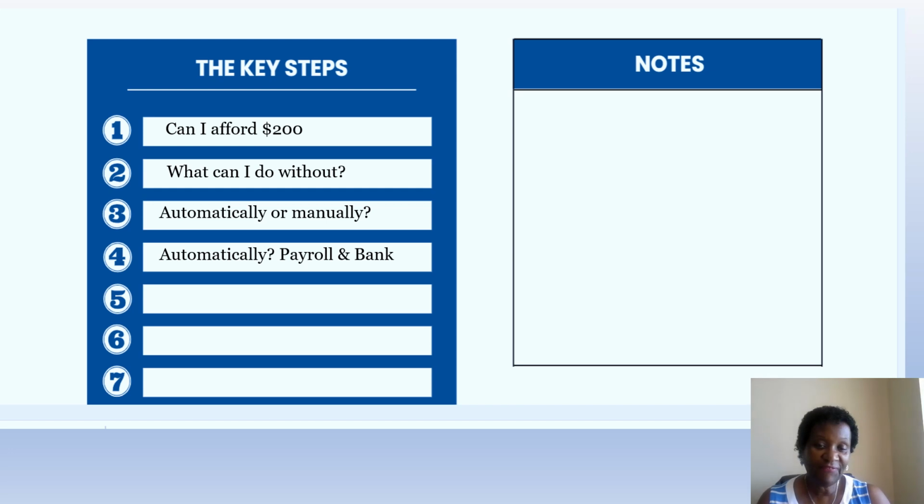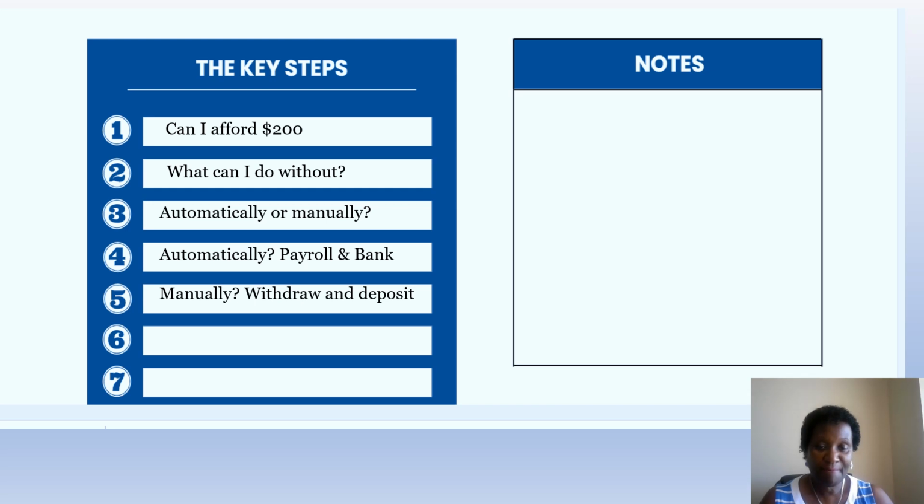Then if it's automatic, you now have to contact your payroll department to make sure that the money is going automatically from your payroll to the bank. You have to make sure the bank is set up to receive that money. It doesn't happen automatically.